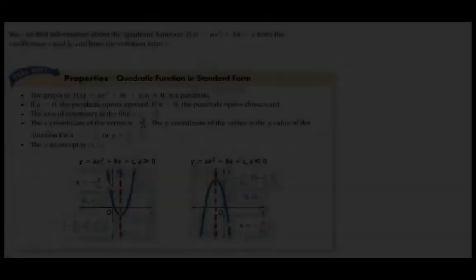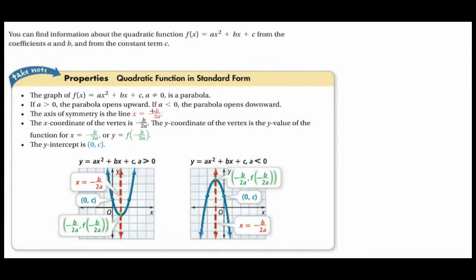All right. So we can find information about the quadratic function in standard form from the coefficients a and b, and from the constant term c. So this box here outlines those things. We know that the graph of f of x is a parabola. If a is greater than 0, the parabola opens up. If a is less than 0, the parabola opens down.